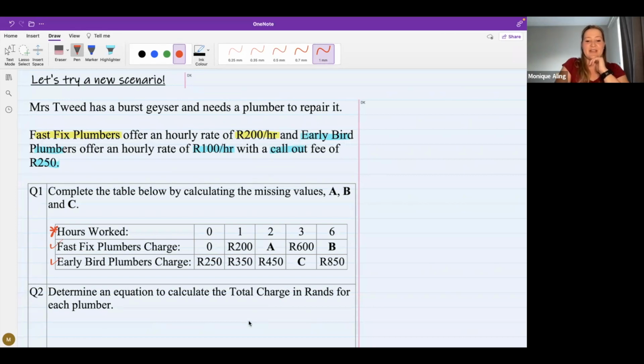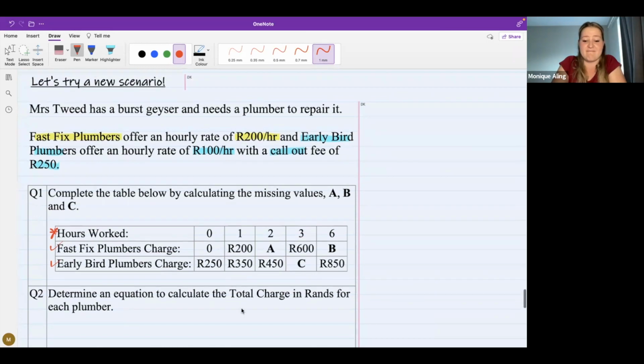Okay. Is there anyone that wants to speak and tell us how they got A? How did they calculate A? Anyone? Don't be shy, guys. We're family. We're like tight, you know. Yeah, I know I'm new here, but I don't bite. And I like hearing your voices.